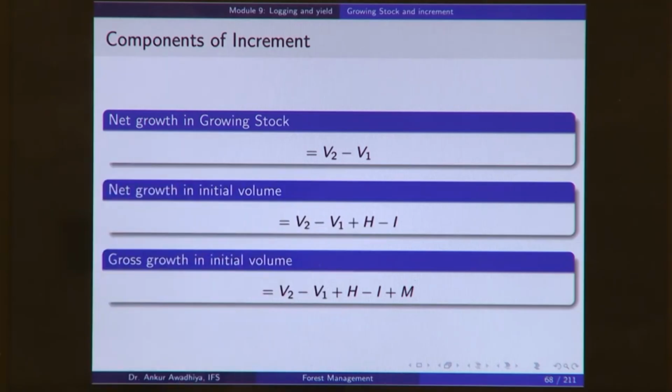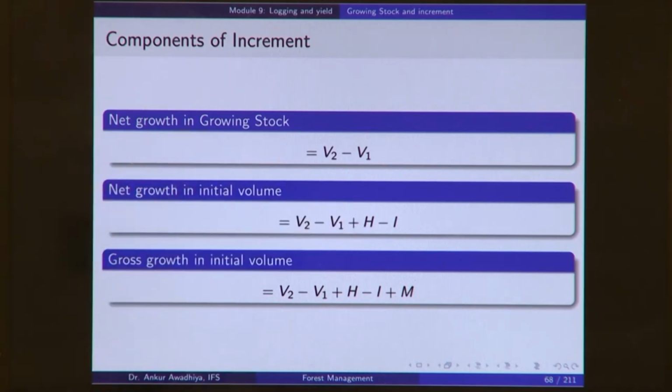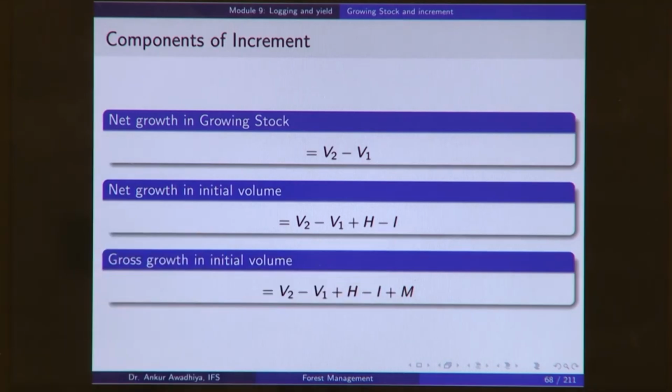We add H because H is something that we have extracted. So, that particular tree was there on the site during time t1, it put up some growth and we removed it. So this H will be counted in the net growth in the initial volume. And we also define a gross growth in the initial volume, which is net growth plus mortality, because in the case of mortality, we have not removed this tree, it died on the spot, but if we look at a gross change in the initial volume, we will have to add this.